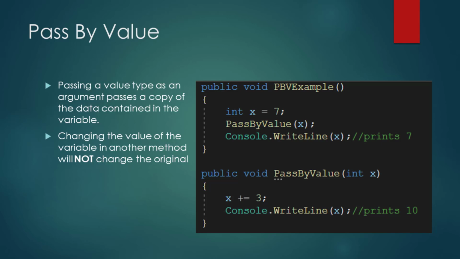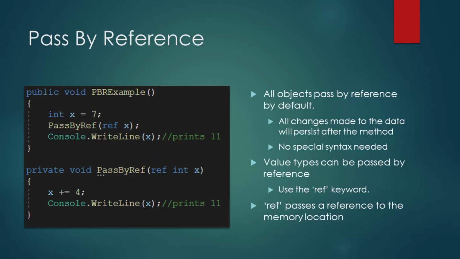Then we add 3 to x, and then we print out x. When we do that, 10 is printed to the console. However, when the flow of control returns to the PBV example method, the Console.WriteLine statement prints 7. That's because primitive data types pass by value and not by reference. While primitive data types pass by value, by default all objects pass by reference, meaning that the reference to the data in memory is sent to the method as an argument. And whatever changes you make to that data inside the method will persist when the flow of control returns.